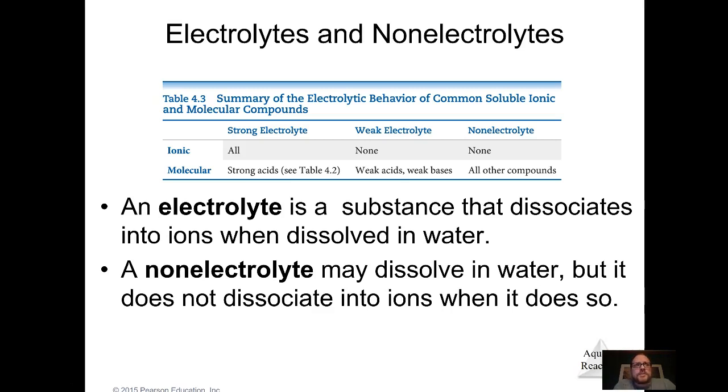And then you can actually have things that are not really soluble. So something like milk of magnesia, which is magnesium hydroxide, it is really not soluble at all, but the little bit that does dissolve completely breaks apart into its ions. So it fully dissociates even though it doesn't really dissolve. So there are two different concepts that can sometimes be confused. So try to keep those straight. So an electrolyte is something that is going to dissociate into its ions when it's dissolved in water.